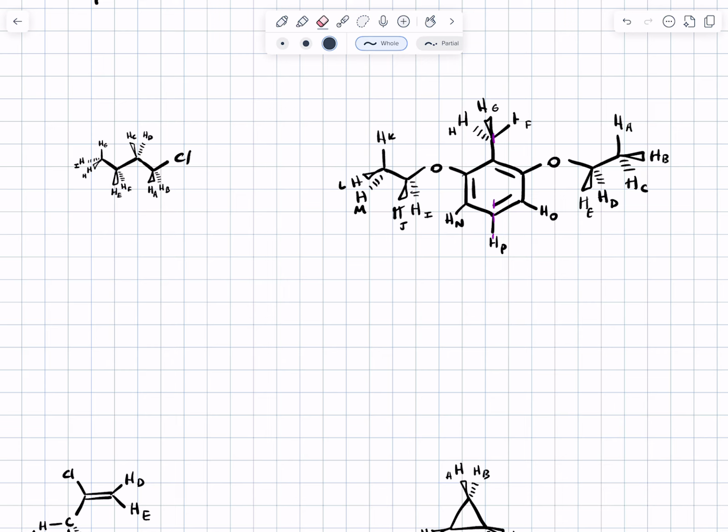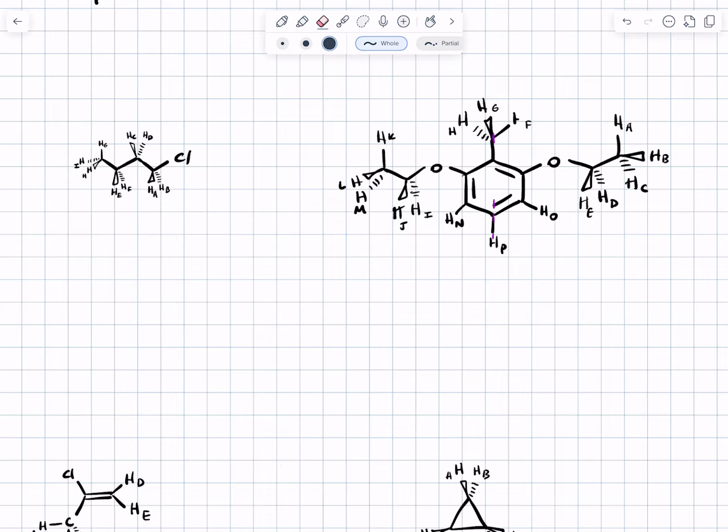So we last time talked about how to tell whether protons are the same or different. There's two different kinds of same, and there's two different kinds of different. The two different kinds of same are homotopic and enantiotopic. Homotopic protons are interchangeable by an axis of symmetry, and by that I mean some kind of rotation of the whole molecule that trades places of the two protons and leaves the rest of the molecule unchanged. Homotopic protons are always identical.